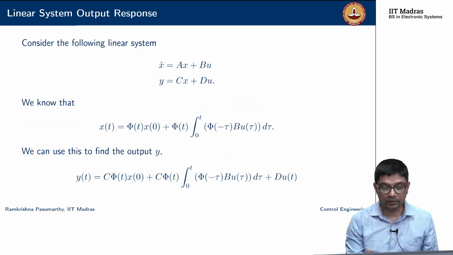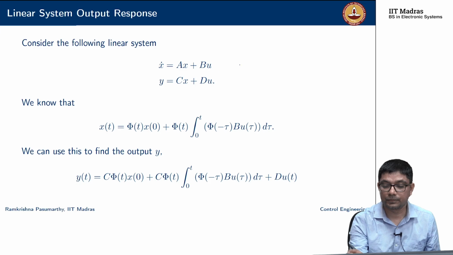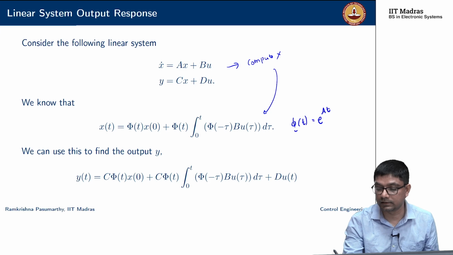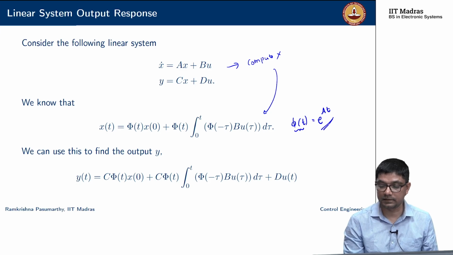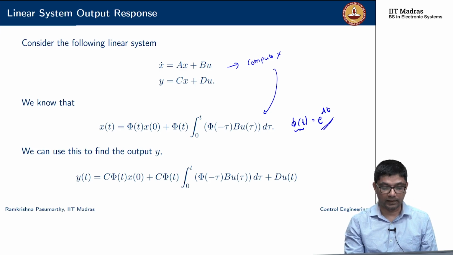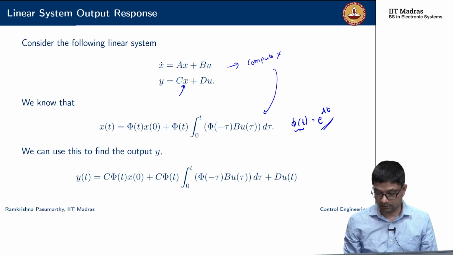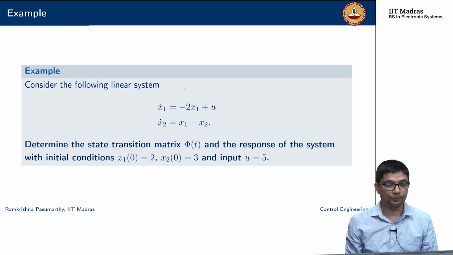Okay, so given this equation, I can compute X via this expression, again where phi of t is e power At. In general this is the state transition matrix. For LTI it takes the form e power At. So once I compute X, I can just plug X in here to compute what my Y is.